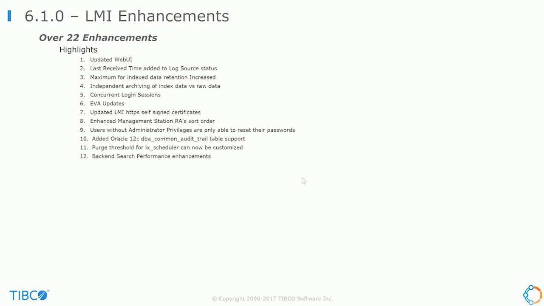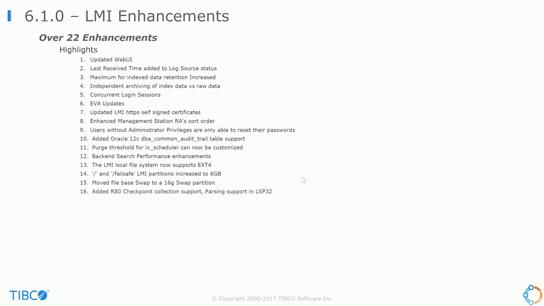We have backend search enhancements. The LMI local file system now supports ext4. The slash and failsafe partitions have been increased to 6 gigs. We've moved from a file-based swap to a new 16 gig swap partition. We've added support for Checkpoint R80. And the SSH daemon is enabled by default now on all appliances as of 6.1.